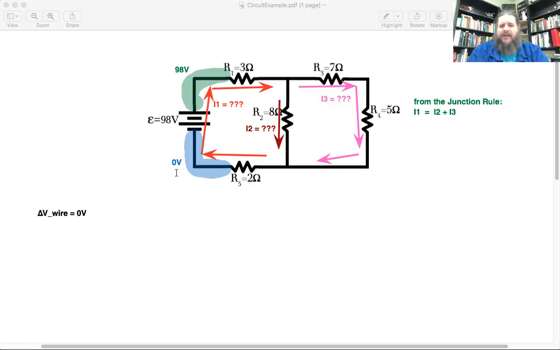And again, it doesn't have to be 0 and 98. You could call the low voltage 1,000 volts, and then the higher voltage would be 1,098 volts. It doesn't matter what numbers we use. The important thing is the difference between them. So the battery creates a difference of 98 volts, a difference between a low voltage zone at its negative terminal and a high voltage zone at its positive terminal. But any two points connected by just wire must be at the same voltage. Any other questions on that so far?